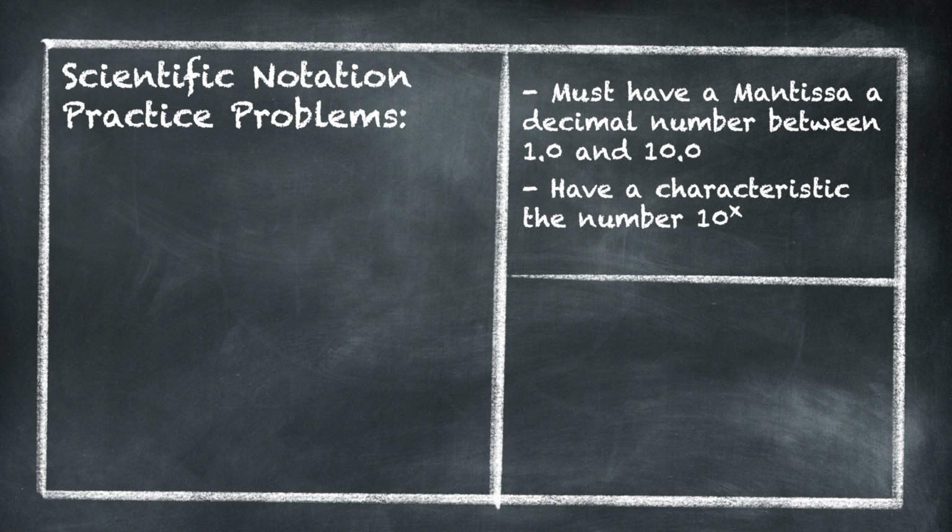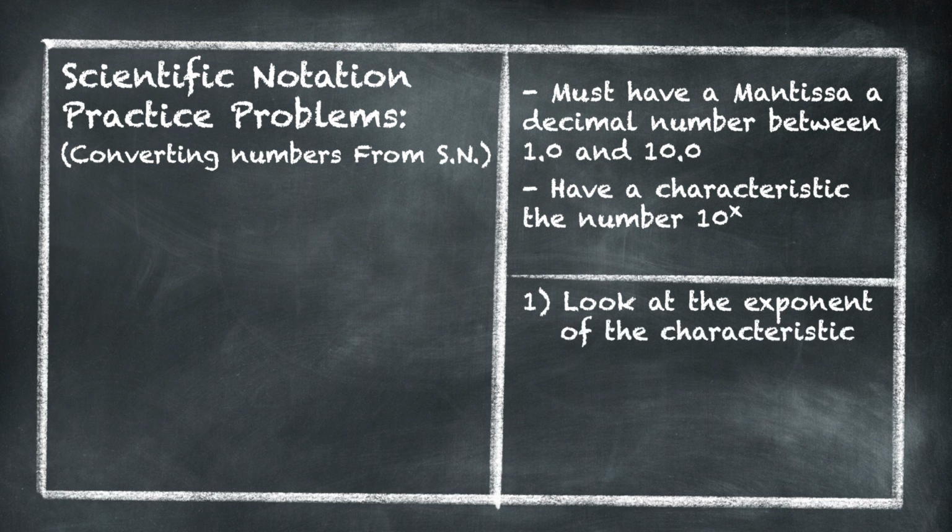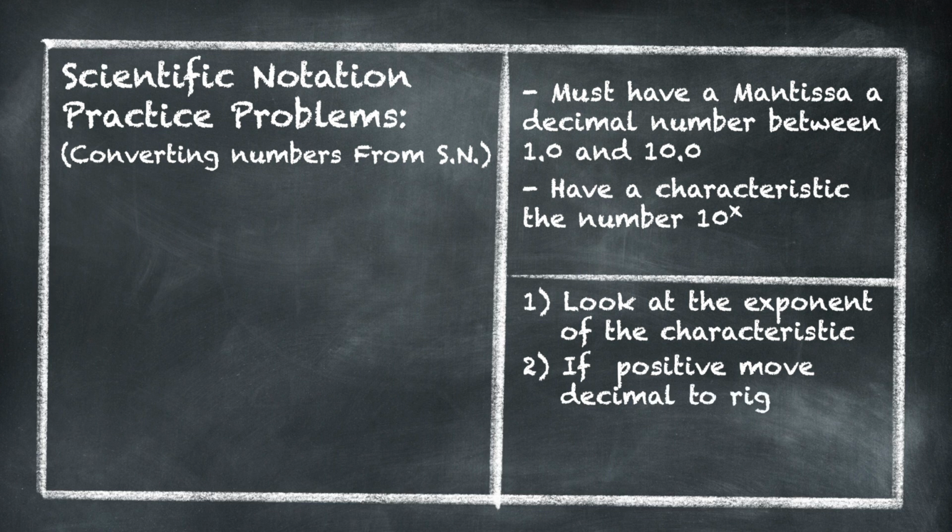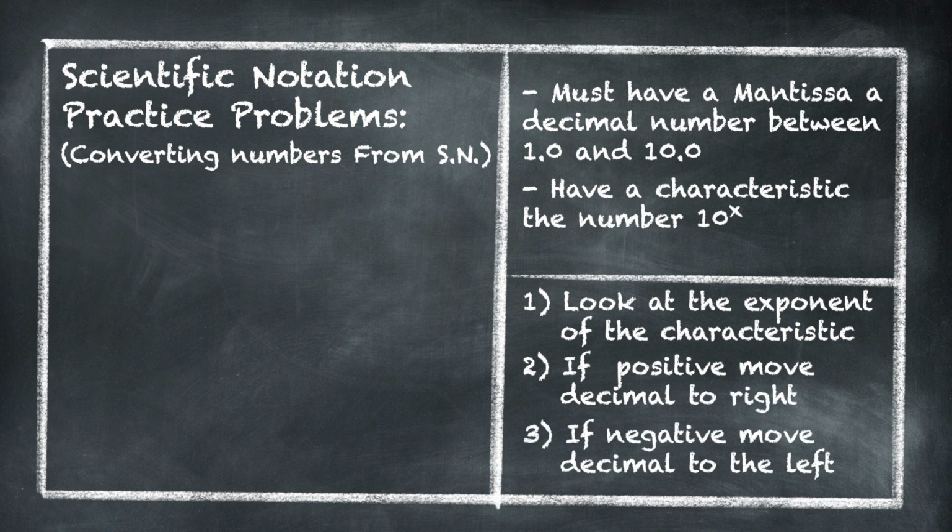Now let's talk about the rules for converting numbers out of scientific notation, or basically to standard form. With these types of problems, we want to look at the exponent of the characteristic first. If our exponent is positive, then we're going to move our decimal place to the right that many places, while if it's negative, we're going to move it to the left that many places. From there, we should be able to get our standard form of a number. Remember, if you run out of spaces when you move the decimal place, make sure you put zeros in those empty spaces. You'll see what that looks like in a bit.